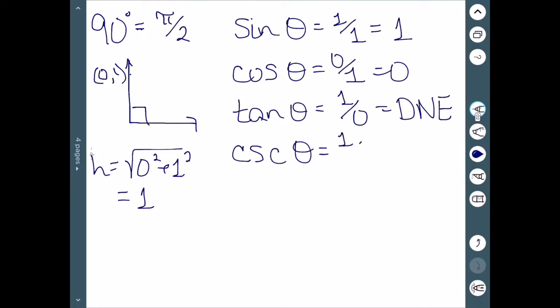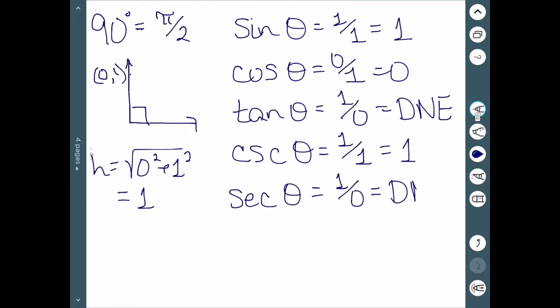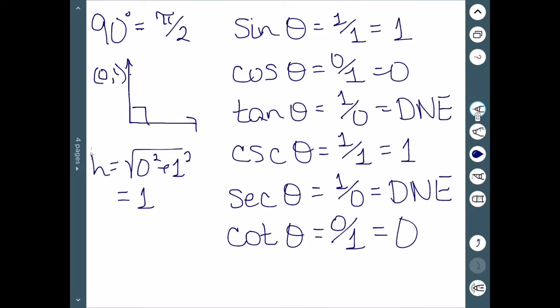Cosecant of theta is hypotenuse over opposite, which is 1. Secant of theta is hypotenuse over adjacent, which is dividing by 0, so that does not exist. And then finally, cotangent of theta is adjacent over opposite, which is 0. So now I have all 6 for both 0 and 90 degrees.